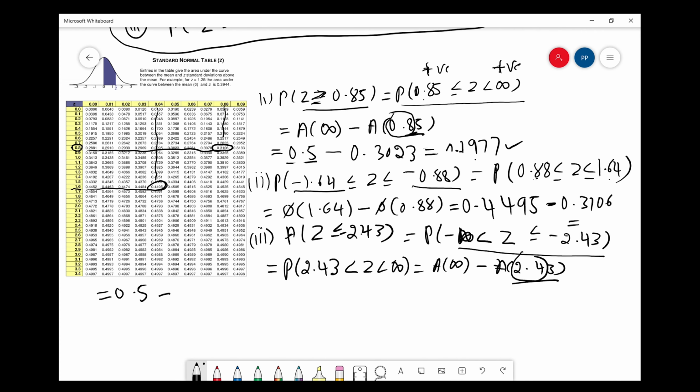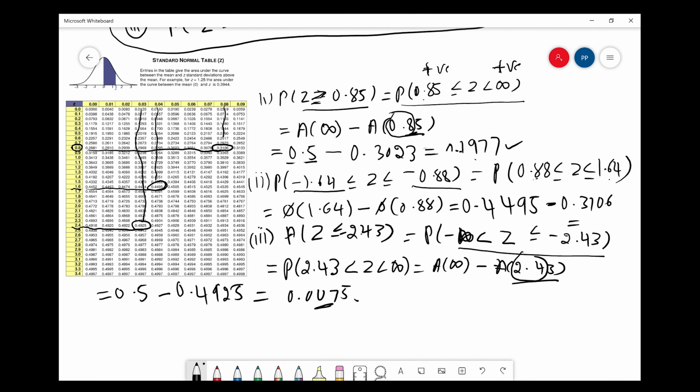First, consider 2.4 in the first column, which is here. Then 0.03 here, and come down. The intersection of this row and column is 0.4925. Simplify this, and it turns out to be 0.0075.